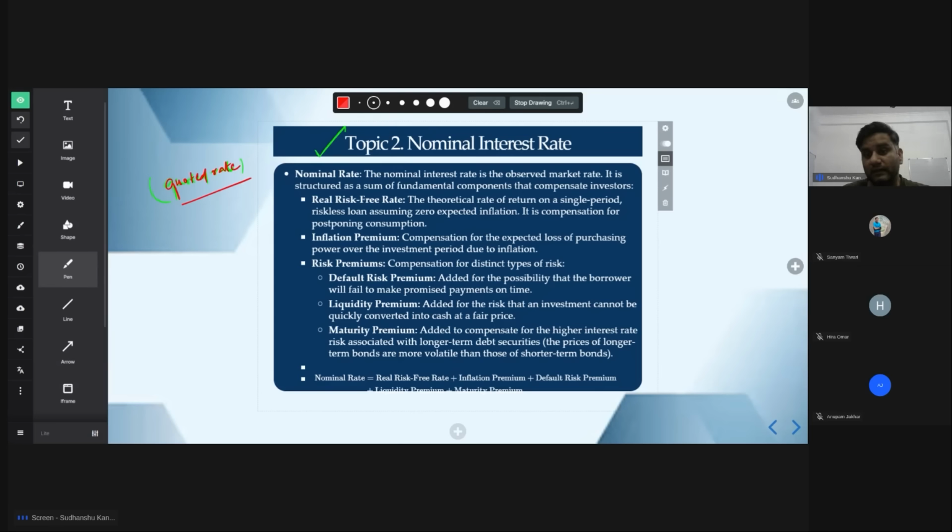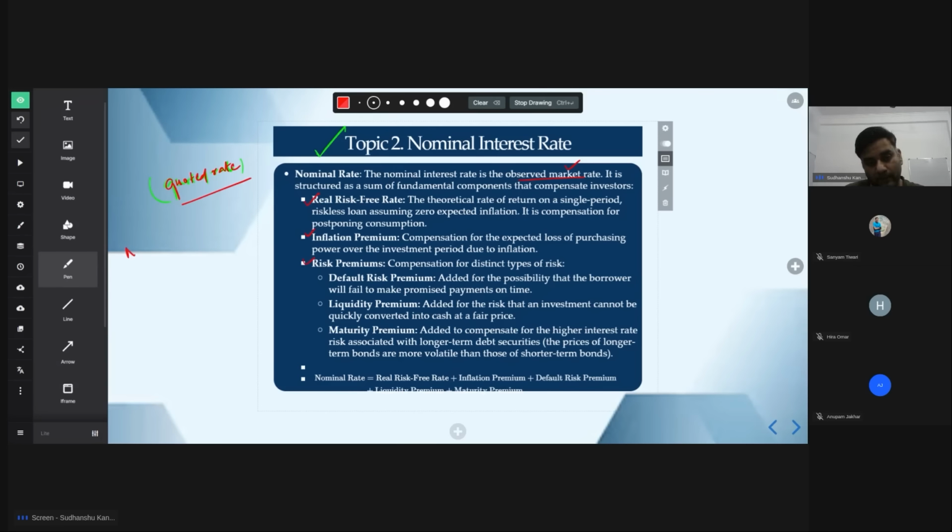Observed market rate. Quoted rate means observed market rate. Okay. So it is structured as a sum of fundamental components that compensate your investor. The total rate you see on your bonds, your deposits, or loans is called your nominal rate. It obviously consists of several parts, right? One is your risk-free rate, one is your inflation premium, one is your risk premium, right? So these three things compensate.